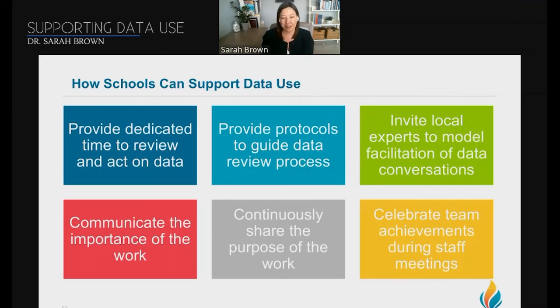celebrating team achievements during staff meetings, and really continuously sharing and discussing the purpose of the work with educators, and engaging them in that conversation can be really helpful, because while you're thinking about this on these calls, right, and other conversations that you might be in, we need teachers to engage in that too, so that they are also feeling really empowered in that data use.